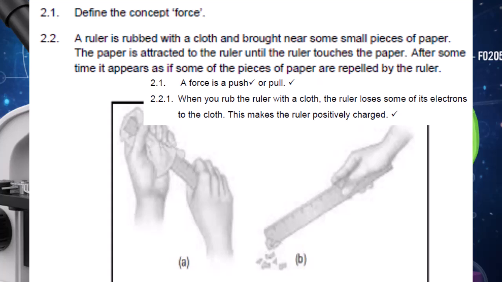Kind of. In this case, the cloth wins. It pulls electrons off the ruler. Electrons are negative. So the ruler loses negative charges. And if it loses negatives, it's left with more positives.